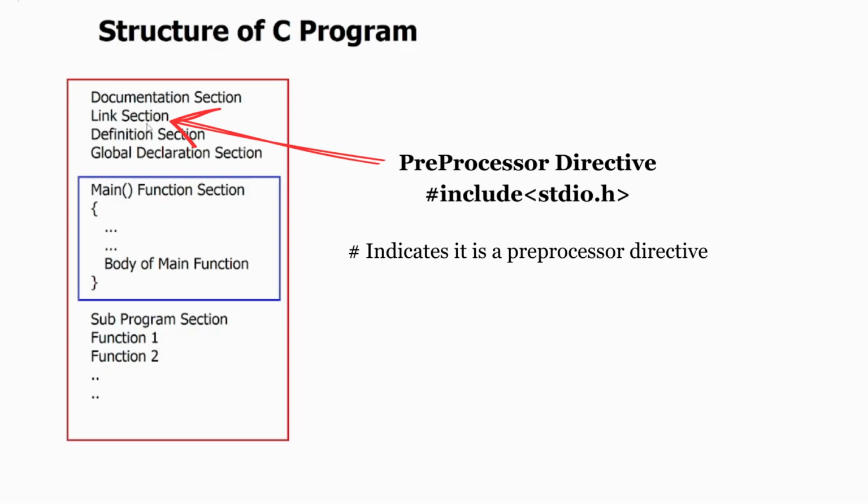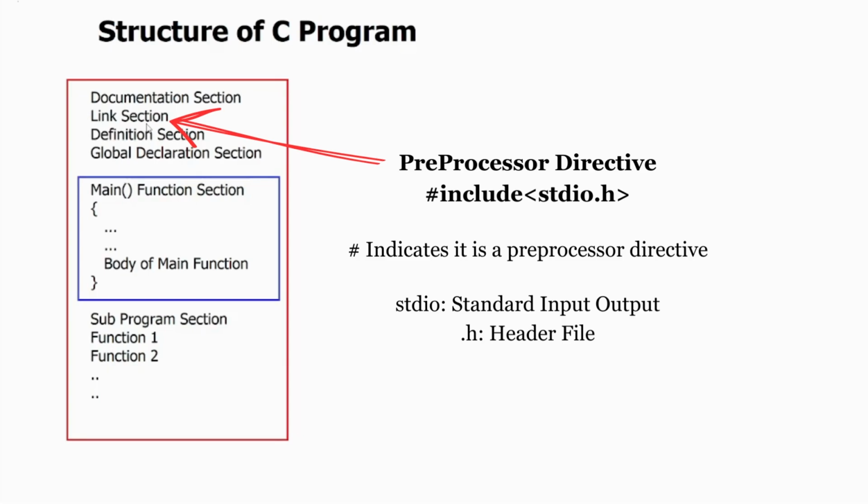Now, what this statement says, so stdio.h file needs to be included for our respective program. The stdio.h stands for standard input and output, and .h indicates that it is a header file.